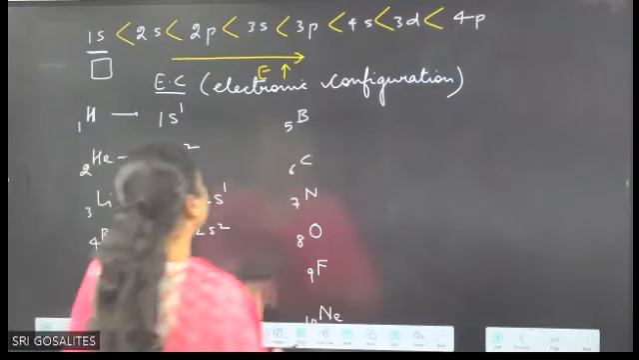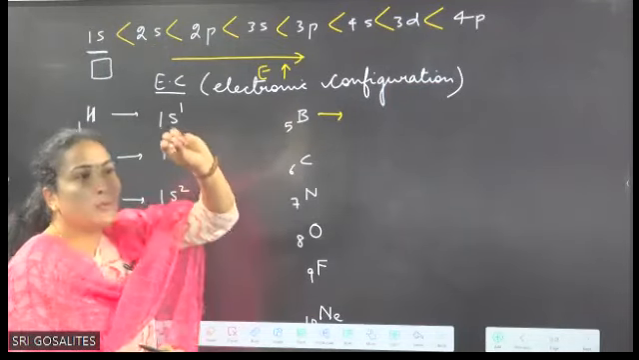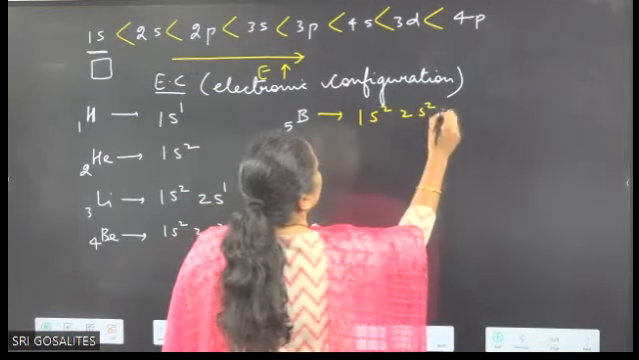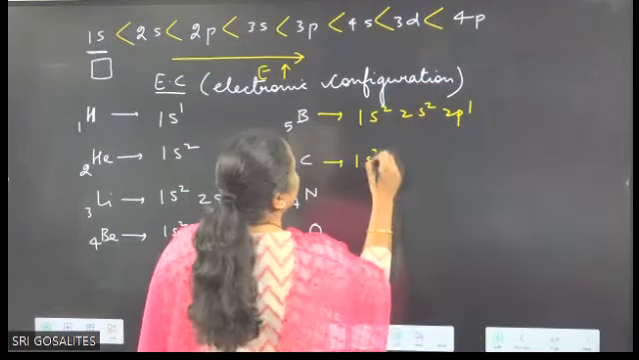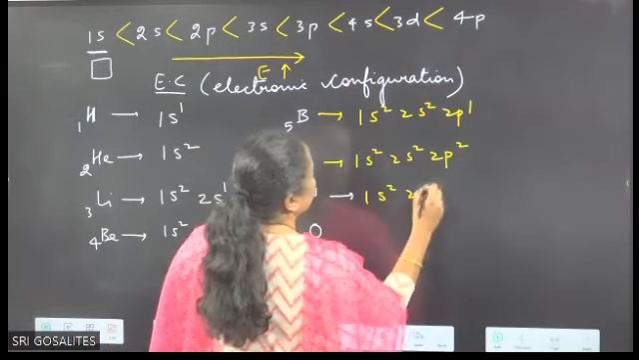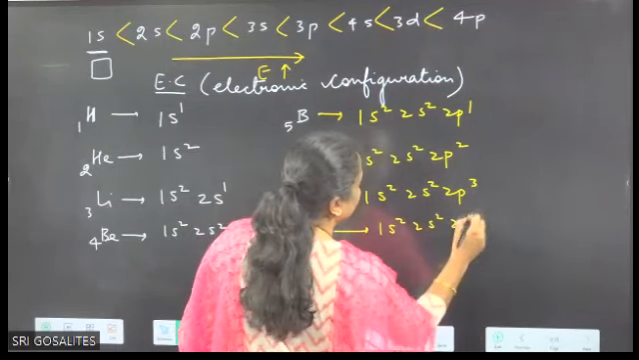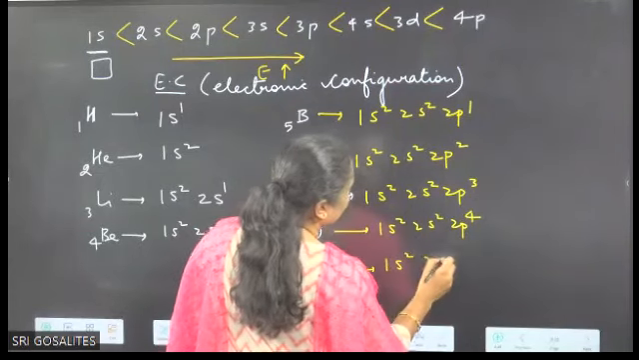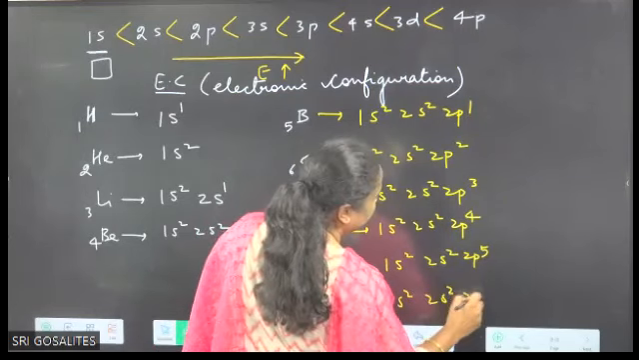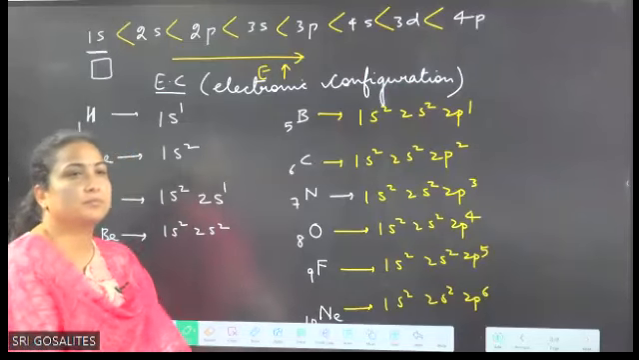Now for boron, you tell me: 1s2, 2s2, capacity is full now. In case of boron, there is a fifth electron. Where will it go? It will go in 2p. So you'll be writing 1s2, 2s2, 2p1. When it comes to carbon, you will be writing 1s2, 2s2, 2p2. Then 1s2, 2s2, 2p3. 1s2, 2s2, 2p4. Then 1s2, 2s2, 2p5. 1s2, 2s2, 2p6. Able to understand why I went on from 2s2 to 2p6?